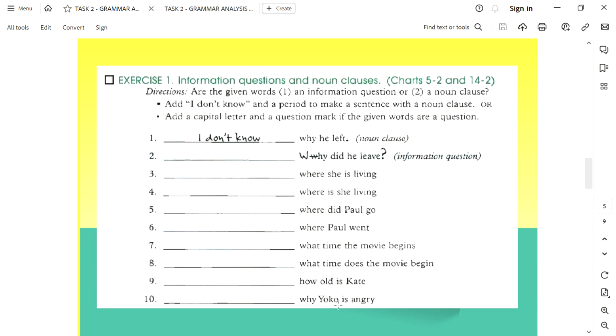So thus with the rest, it's pretty easy. Just look at the structure. If the structure is for the question, then it is an information question. But when the pattern is a noun phrase, it is a noun phrase in full.